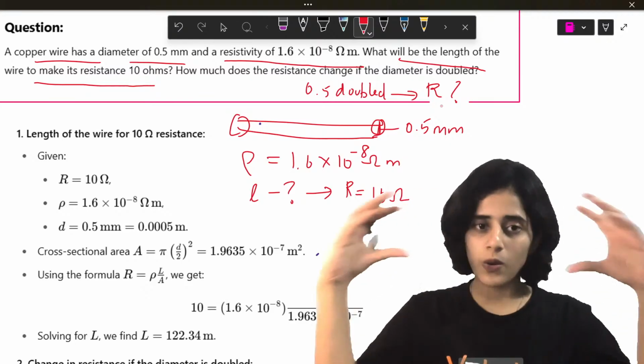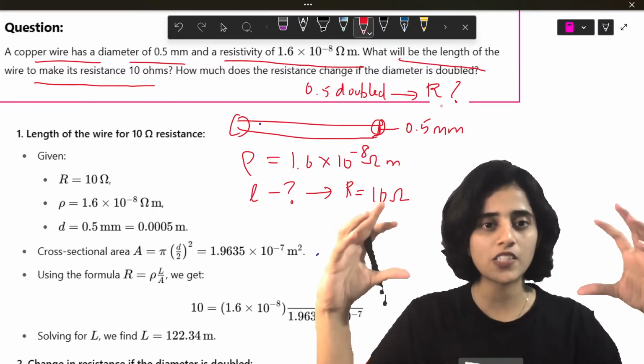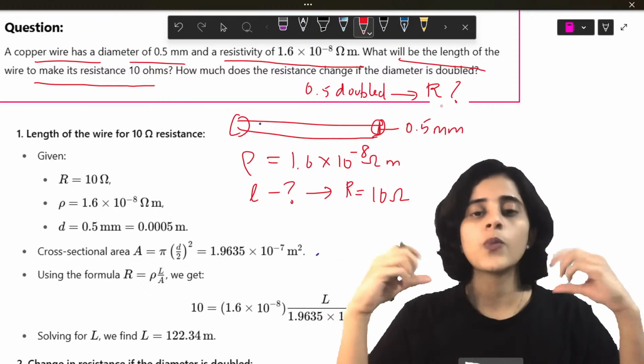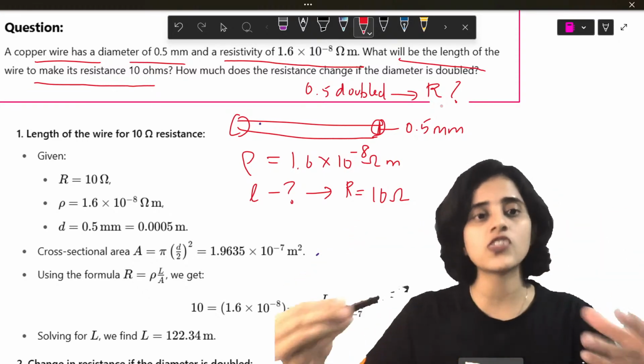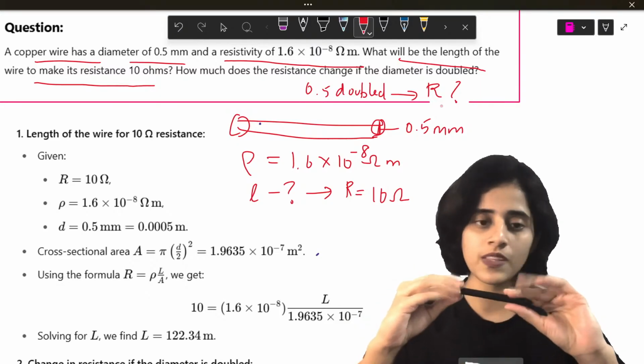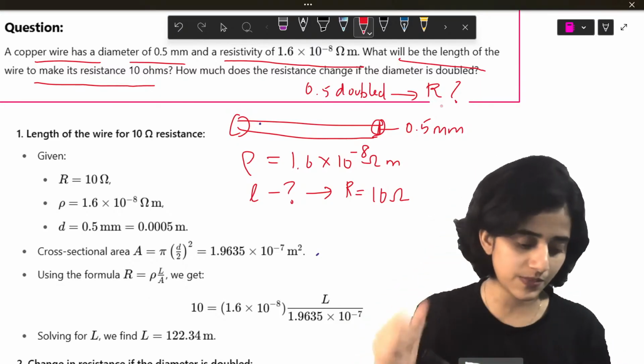Okay, so there's a copper wire. The copper wire has a diameter. It has a resistivity. We have to find out what the length of the wire should be such that resistance is 10 ohms. Okay, let's do that part first.